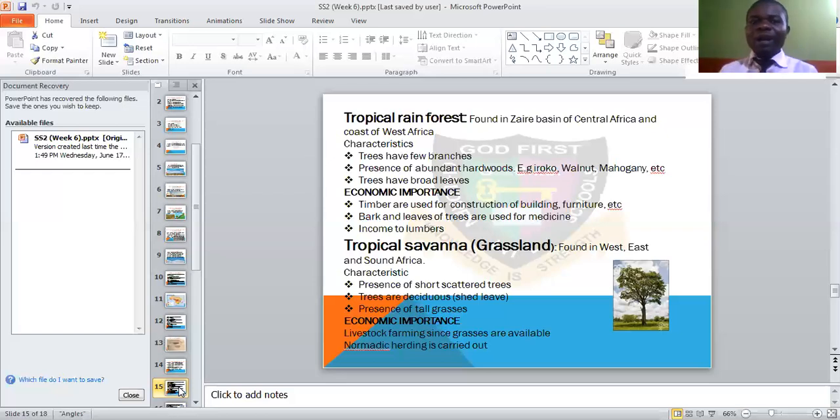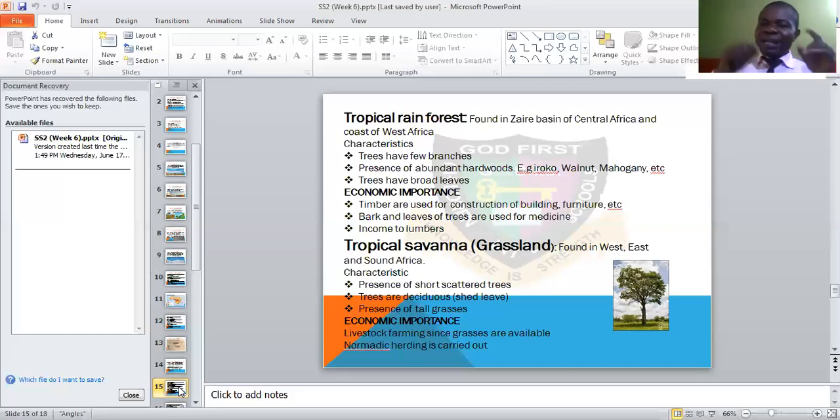Then we have economic importance, that is, the uses or importance of vegetation. What good things do they do for the economy? One, timber is used for construction, for roads, buildings, furniture and all. Then the bark and leaves of trees are used for medicine or herbs. The lumberers, those people that cut down the trees, get income from there. They make money from it.